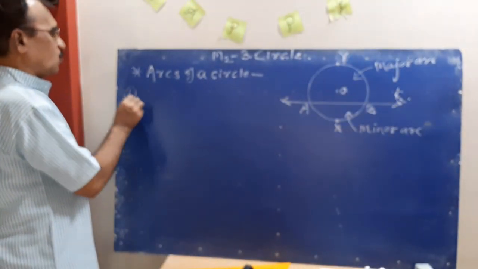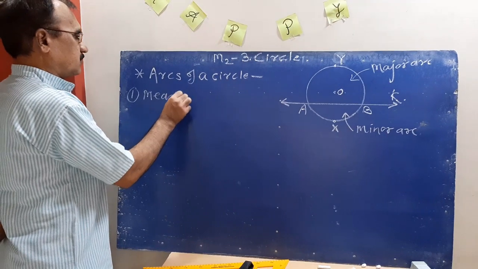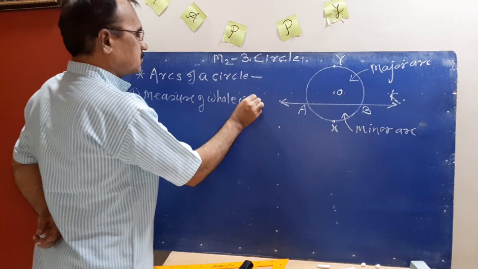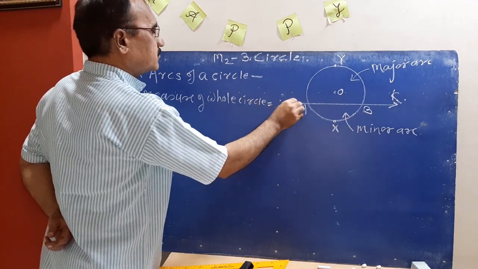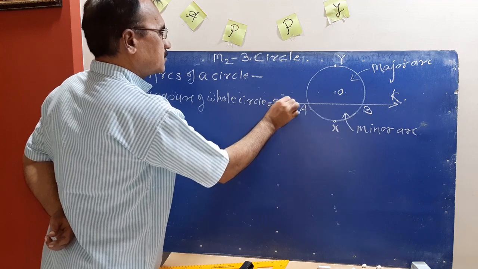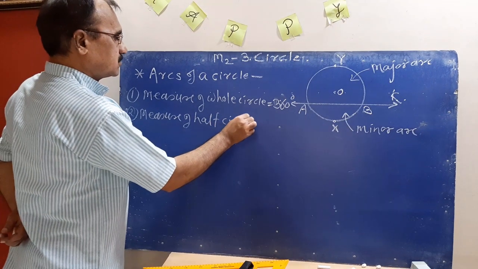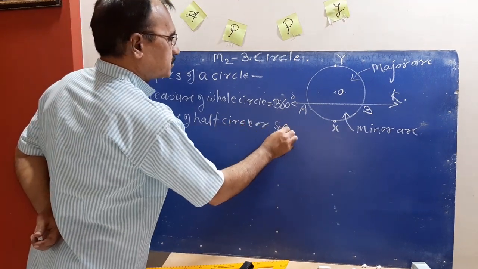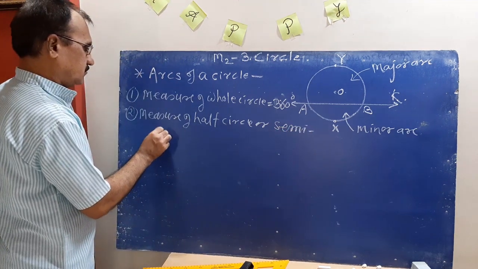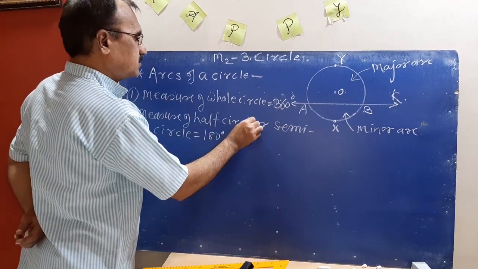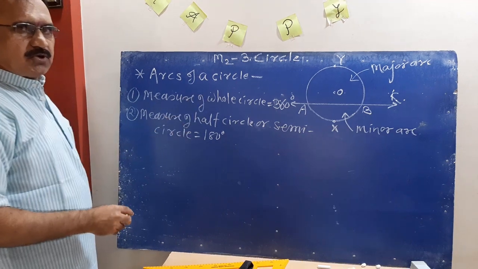Before that, we know the measure of the whole circle is equal to 360 degrees. Then the measure of a half circle or semicircle is equal to 180 degrees. These are the old concepts, you know.